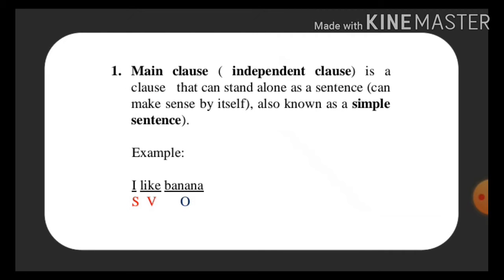Okay, the first types, main clause or independent clause. It is a clause that can stand alone as a sentence or can make sense by itself. It's also known as a simple sentence.